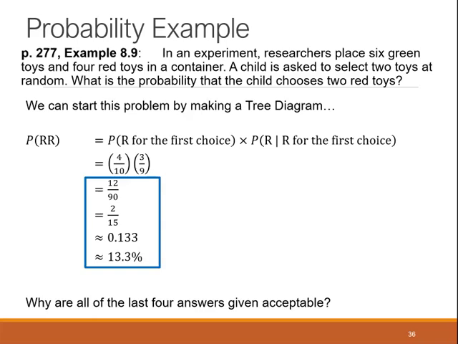Everybody's okay? And again, I want to point out that any of these answers are correct, whether you give it as a fraction, a reduced fraction, a decimal, or as a percentage. Any of those are fine. If you're writing a percentage, though, you've got to have that percentage symbol on it, because we know probabilities can't be greater than 1.